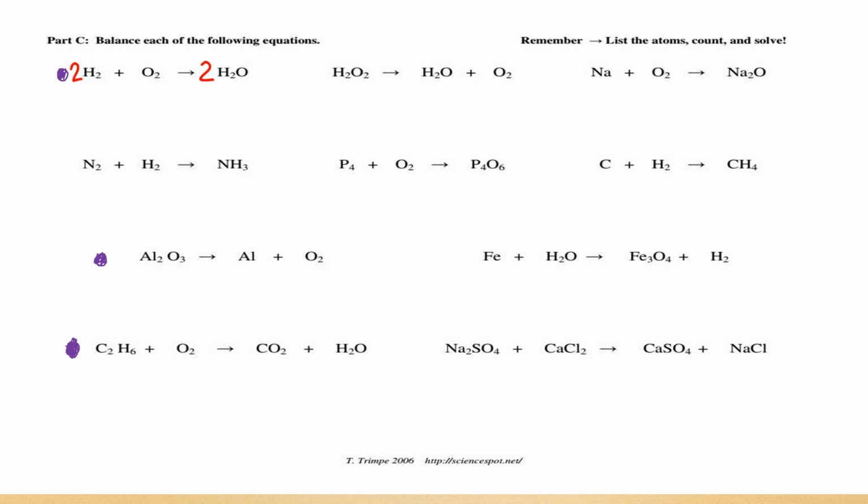For this next one, I have 2 aluminums here. I have 1 aluminum here. But I'm also noticing that I have 3 oxygens and 2 oxygens. I want to balance the oxygen first because that's going to affect my aluminum. So between 3 and 2, the lowest common multiple between those is 6. So if I put a coefficient of 2 there, that makes 6 oxygens. If I put a coefficient of 3 there, that makes 6 oxygens. And so when I do that, I need 4 aluminums.